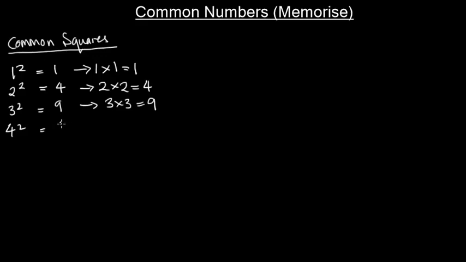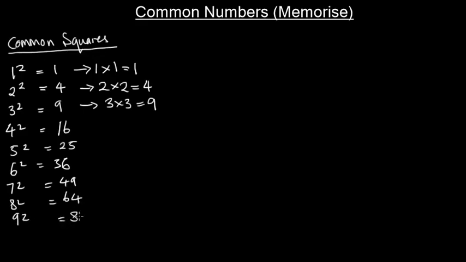And the key thing here is also knowing your times tables. So 4 squared is 16. 5 squared is 25. 6 squared is 36. 7 squared is 49. 8 squared is 64. 9 squared is 81. And just to complete things, 10 squared is simply 100. So we started off with 1 and we've gone all the way to 100. We started off with 1, we've gone all the way to 10.